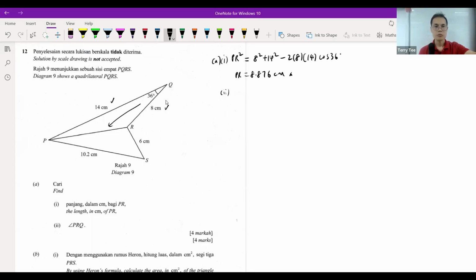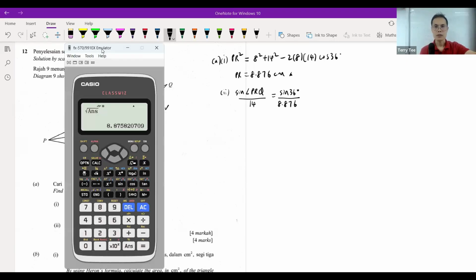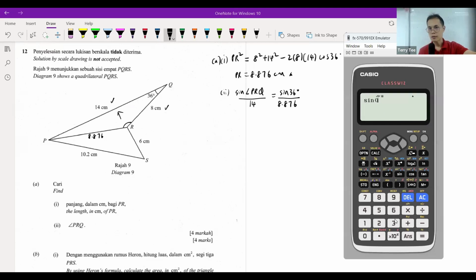Okay, so once you got PR, this is Roman 1, let us find PRQ. So PRQ will be this angle here. So this is 8.876. We use our sine rule. Sine angle PRQ divided by opposite side 14 equals sine 36 divided by 8.876. Okay, so use your calculator. Let me show you here. Sine 36 divided by 8.876 times 14. Whatever we get, shift sine, answer, equals.